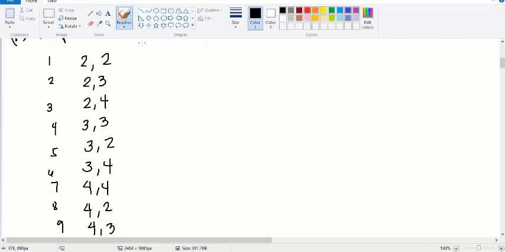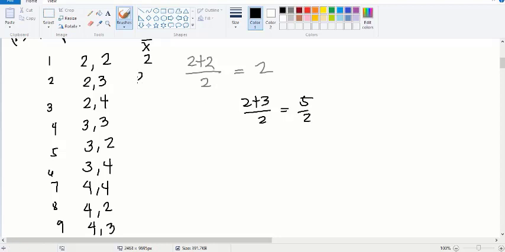Now, we are going to get the mean. Paano ba kunin ang mean na ito, di ba? It would be 2 plus 2 over 2. So, 2 plus 2, 4 over 2 is equal to 2. Ito naman, so that is 2. Ito naman, 2 plus 3 over 2. So, 5 over 2, that's 2.5. Okay? 2.5. 2 plus 4, 6 divided by 2, 3.